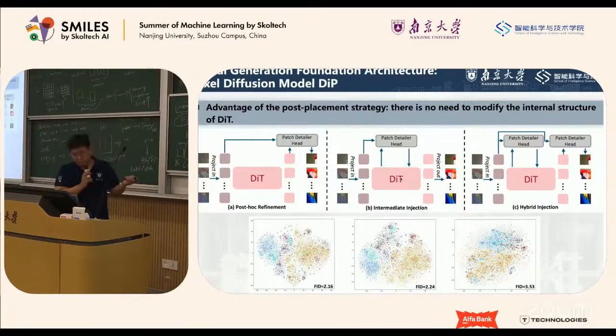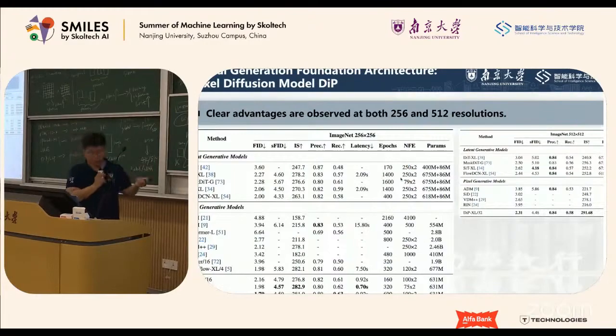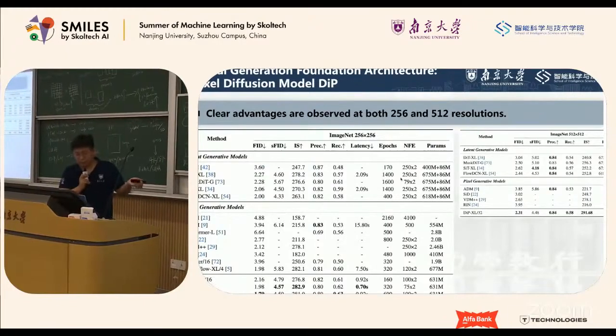So these results show the clear advantages of DIP at both 256 and 512 resolutions. And the comparison considers several metrics like FID, inception score, and latency, which demonstrates a favorable balance of DIP between the generation quality and the computational efficiency. The latency means the efficiency.